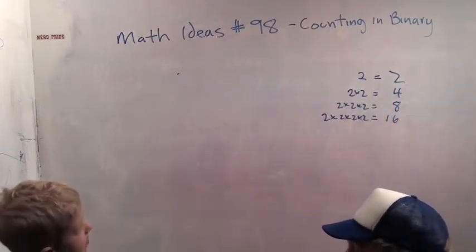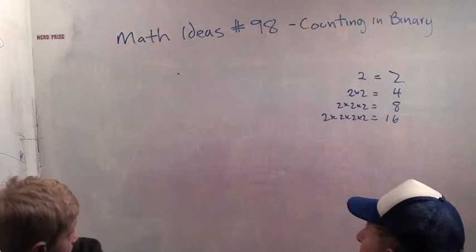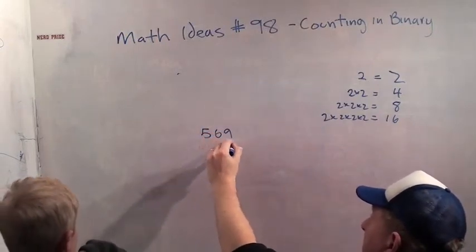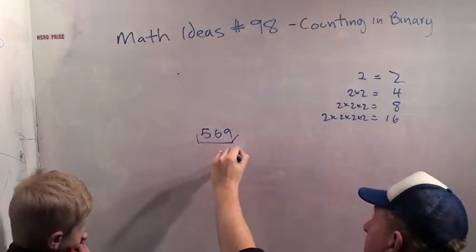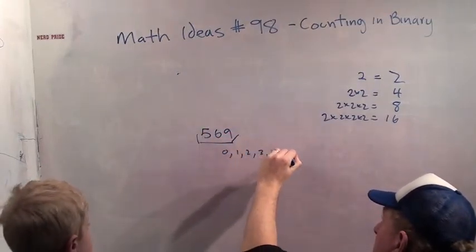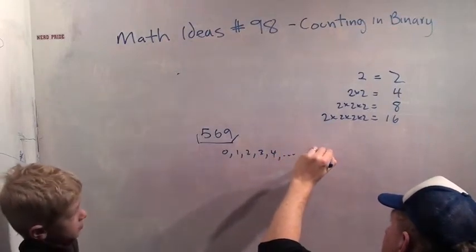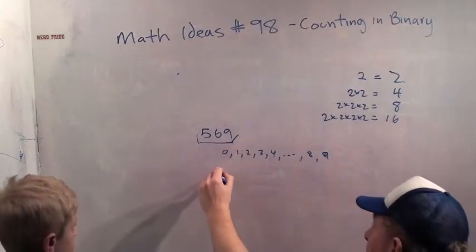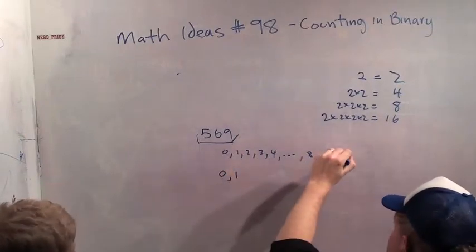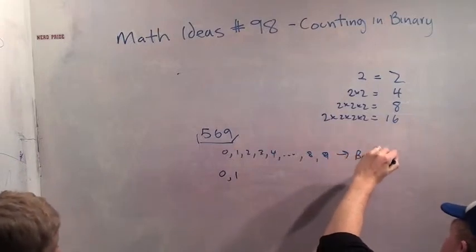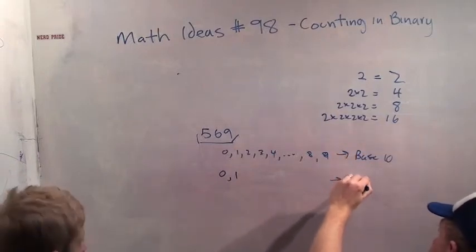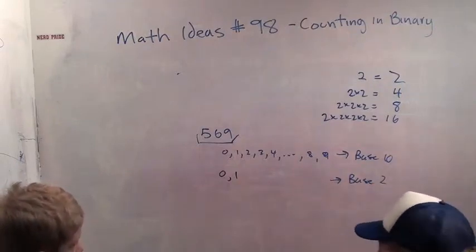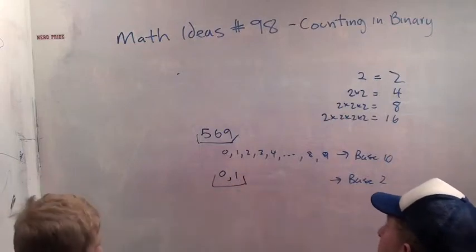So in our normal system, like when I have 569, I can use the digits 0, 1, 2, 3, 4, all the way up to 9. This is called base 10. But when I have powers of 2, all I'm going to do is use the digits 0 and 1. This is called base 2. We're going to spend a few days talking about base 2 just for fun, okay? So we're only going to use the digits 0 and 1.